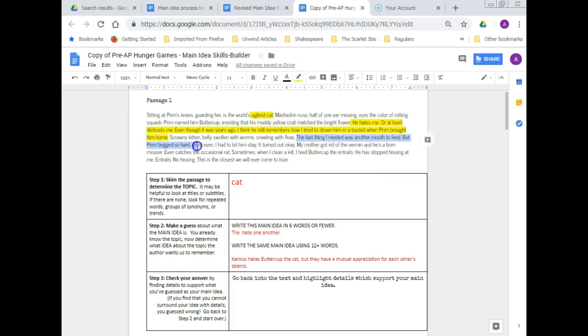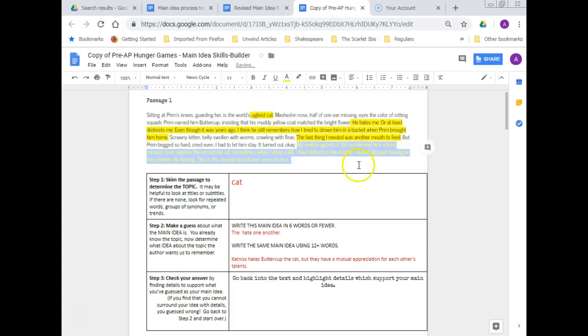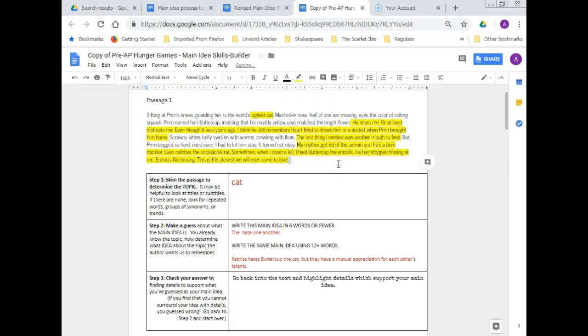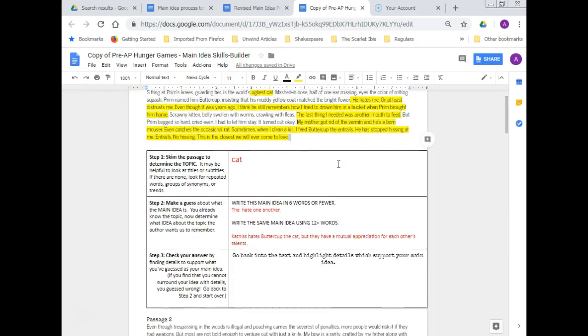She says the last thing I needed was another mouth to feed. I don't want somebody saying that about me. So that means they don't like each other. And then down here, you have where they have this mutual appreciation, at least for what the other can do for them. So now when I look back at this, fix this real quick. There we go. When I look back at this, look at how much of that passage is highlighted. So I know that I'm correct. If I only had like one of those things highlighted, I would have to go back and start over because I would know that I'm incorrect.